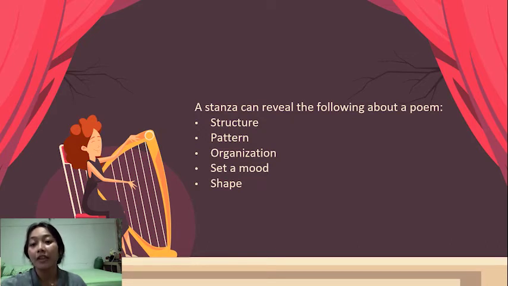Organization. Often the lines of a stanza explore a thought. As a poem moves on to the next thought, it might progress to a new stanza. Next, set a mood. A break in between stanzas may signal a shift in mood or emotional tone. And the next one is shape. The shape around and between stanzas and the pattern they create on the page defines the shape of a poem.